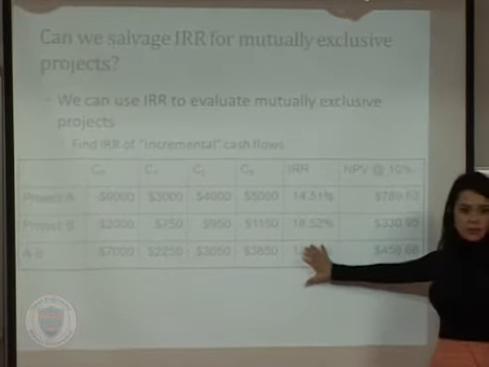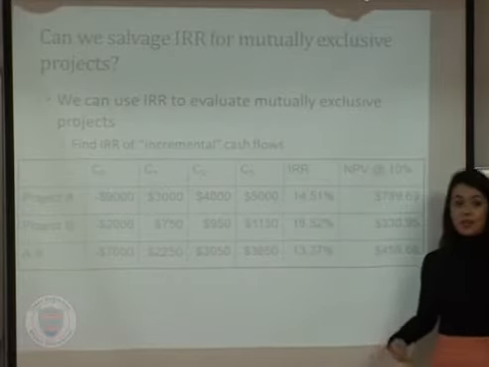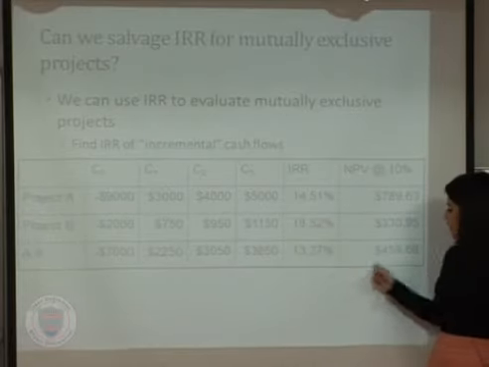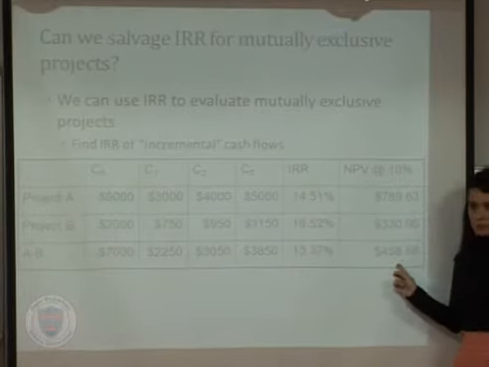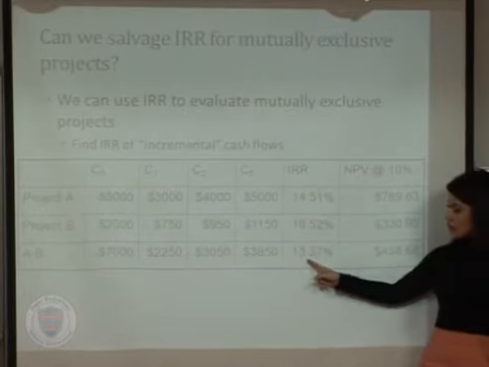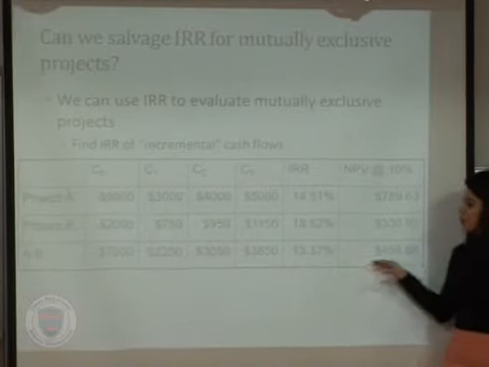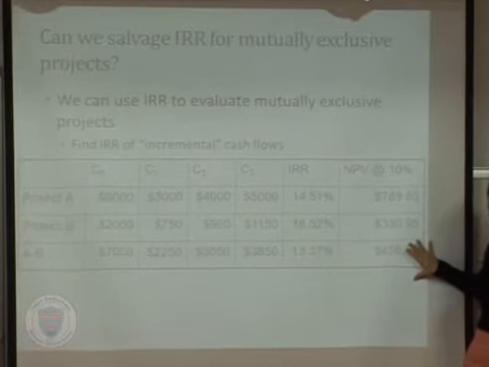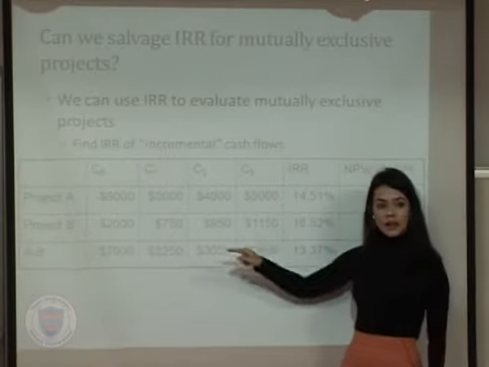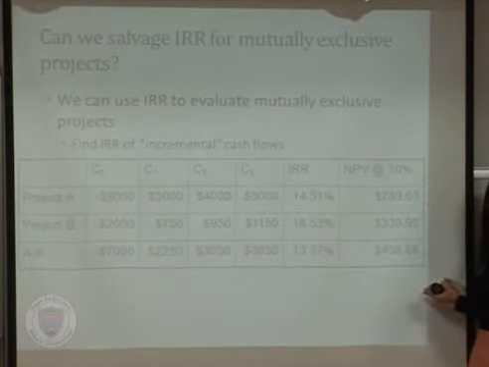Once you have this row, you have the incremental cash flows. You can calculate NPV and IRR. NPV is positive. The IRR rule also tells you to take the project because IRR is higher than 10%. So in this case, looking at this row only, would you take A or B? A. Why? All the numbers are in terms of A minus B. So apparently A is better compared to B.